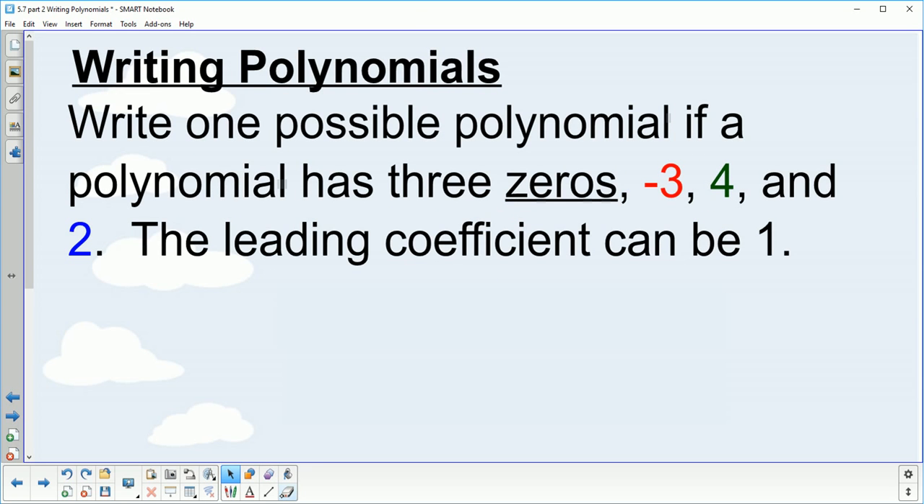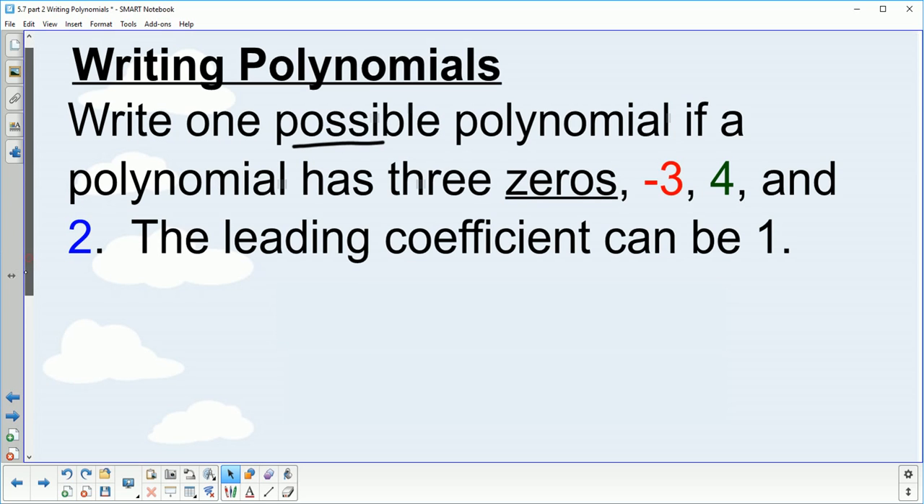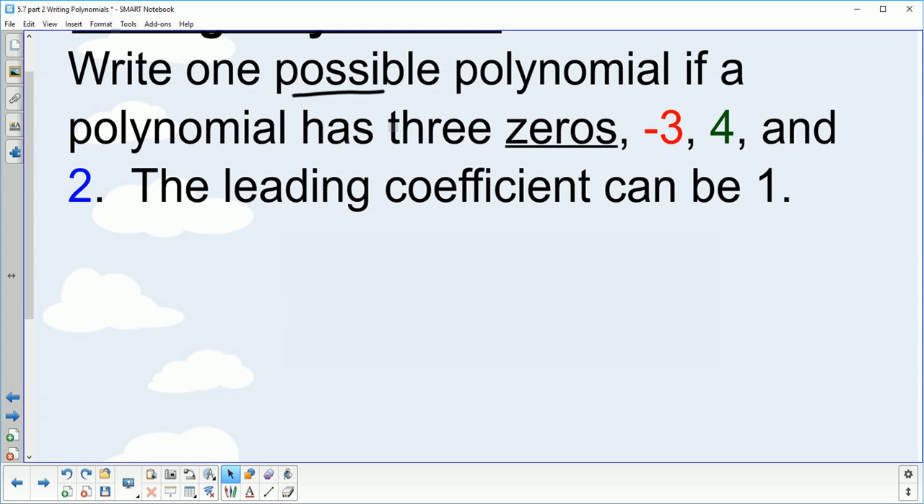Okay, an example of what writing a polynomial would look like. Suppose I tell you that you need to write some polynomial. Okay, so there's a lot of different options. I'm just telling you to write one possible polynomial that has 3 zeros, -3, 4, and 2, and the leading coefficient can be 1. Okay, so if I change the leading coefficient, we can make a lot of different polynomials. We're just going to say the leading coefficient is 1. Okay, so 3 zeros, -3, 4, and 2. Well, we're looking for some polynomial, meaning we're trying to find some f of x. Okay, we're naming the polynomial f. We're saying x is our variable. That's what this tells us here.